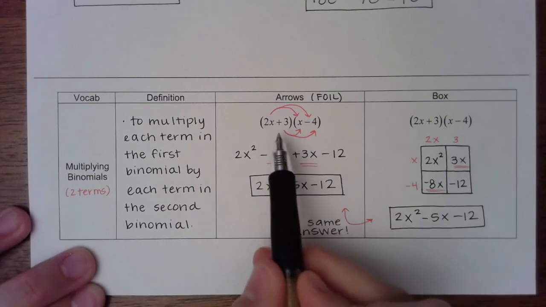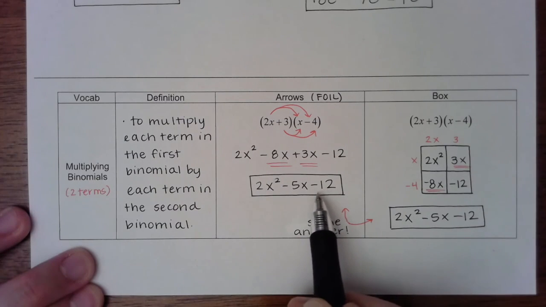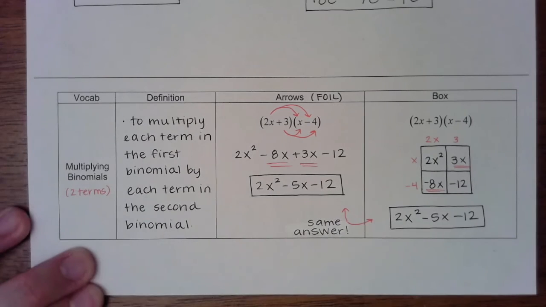Many times when you multiply together a 2 by 2, your answer is only going to have 3 terms in it. It's going to be a trinomial because 2 of the terms will combine together. We're going to practice more examples of this on the next page of notes.